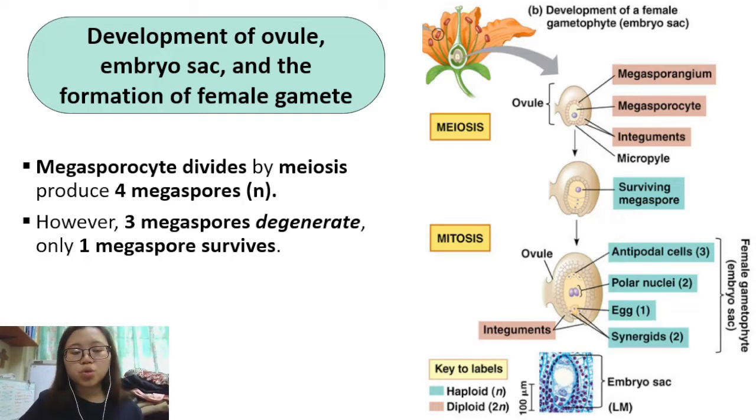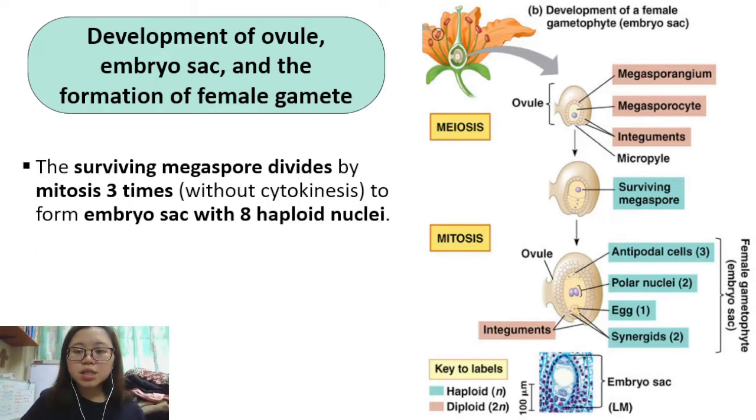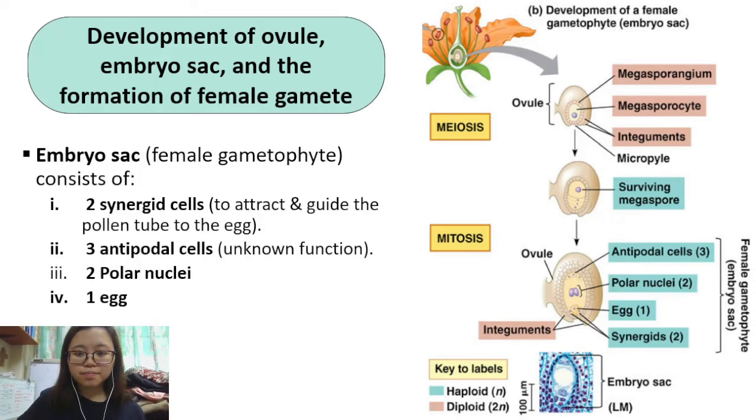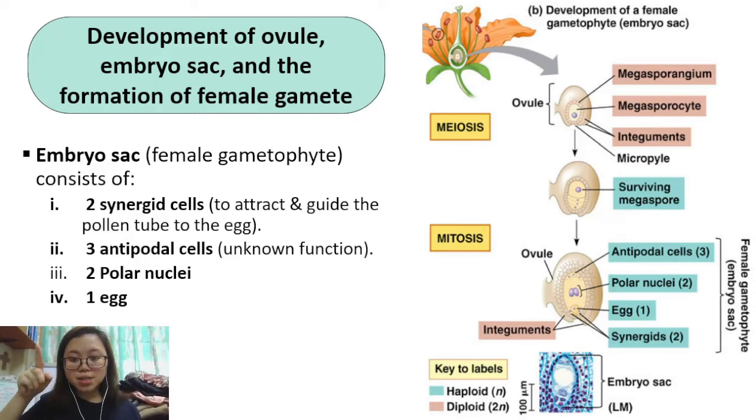So what will happen to the 1 surviving megaspore? The surviving megaspore will divide by mitosis 3 times without cytokinesis to form embryo sacs with 8 haploid nuclei. And in this embryo sac of female gametophyte, it will consist of the 2 synergid cells, 3 antipodal cells, 2 polar nuclei, and 1 egg. So this is what we talk about when we say the structure of the female gametophyte tadi. Cuma masa kita mau explain dia punya development, kita nyatakan semula. And with that, the development of the ovule, embryo sac, and the formation of female gamete is complete. Dia sampai sini, dia lengkap sudah, dia mature sudah.